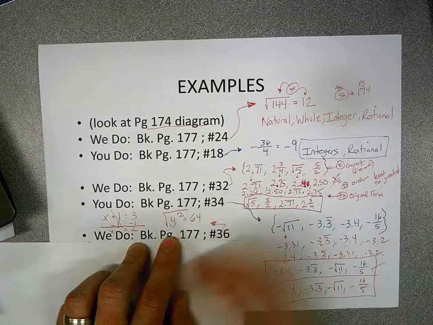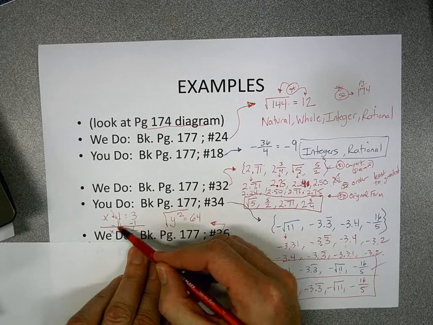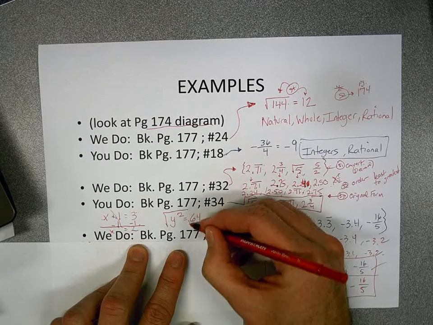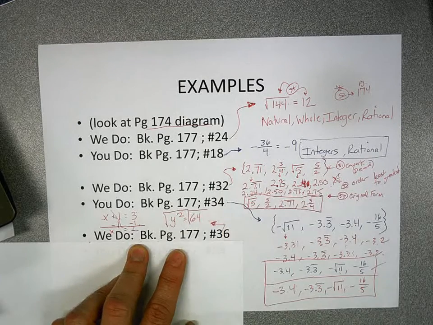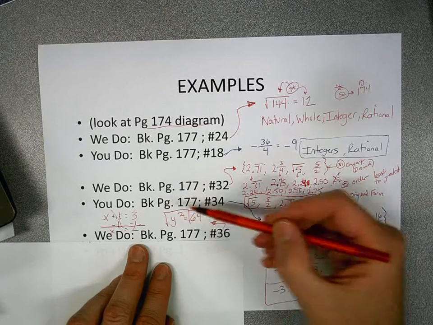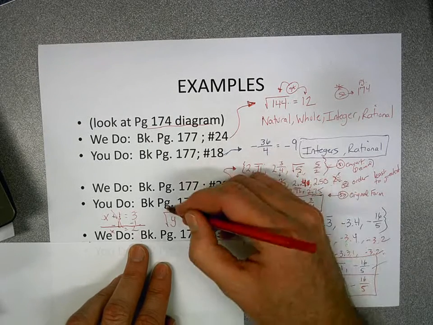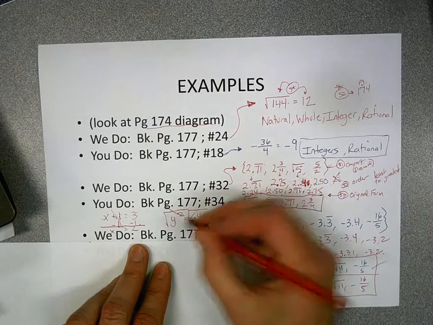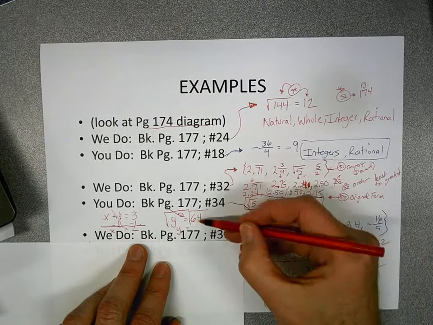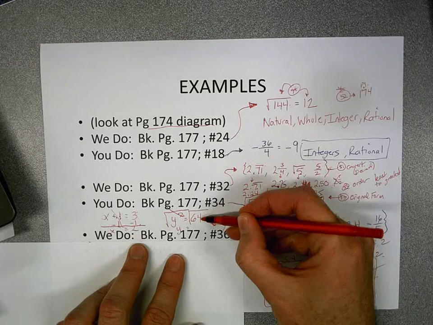Whatever I do to one side, I do to the other. Whatever I do to this side, I do to this side. Just like plus 1 minus 1 cancels out, a square and a square root cancel out. So we end up with y equals the square root of 64, which is 8.